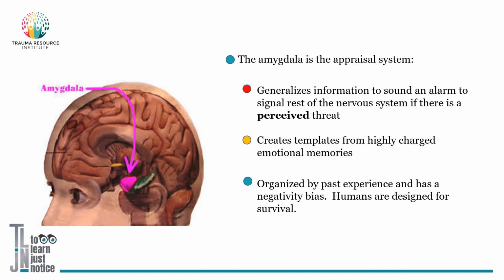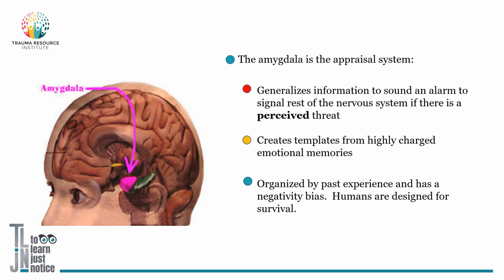And so understanding the role of the amygdala, understanding that it generalizes information, it takes that 11 million pieces of data and categorizes it and puts it in buckets so that it can sound an alarm and signal the rest of the nervous system if there is a perceived threat. And again, I want to highlight that perceived threat because it's highly individualized.